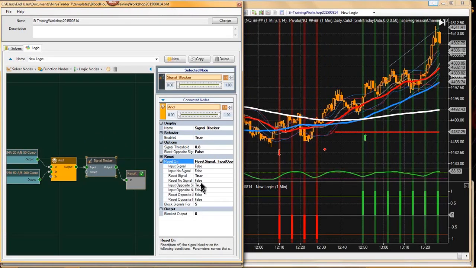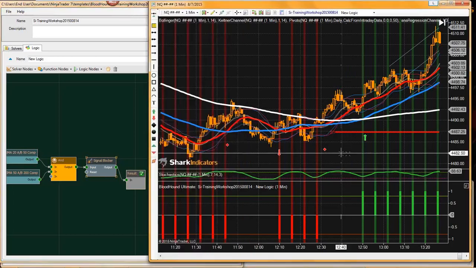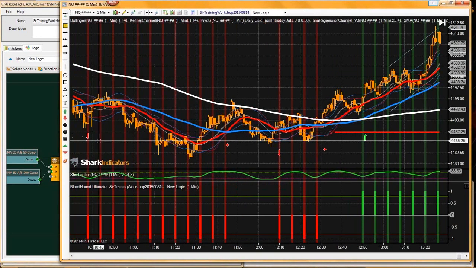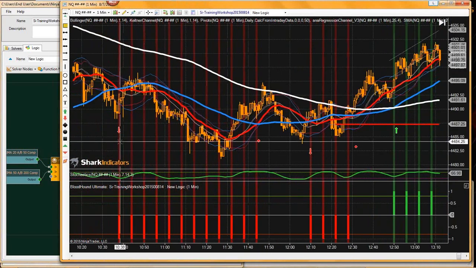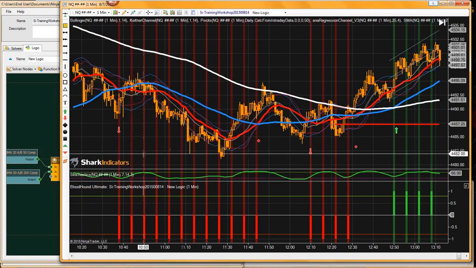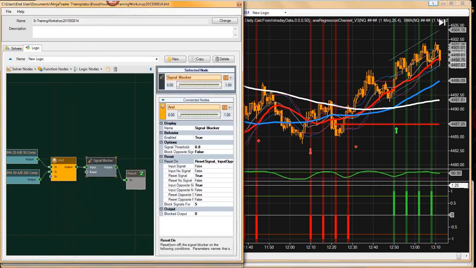So let's take a look at this with the default settings here. With the default settings, this isn't quite what we want, right? We're getting signals every 5 bars, because the signal blocker is set to block signals for 5 bars. So we need to beef this up a little bit. Let's try 100 bars and see if that's enough.